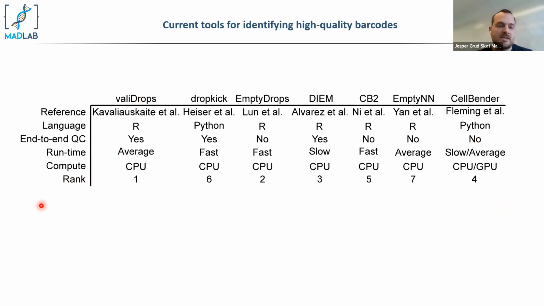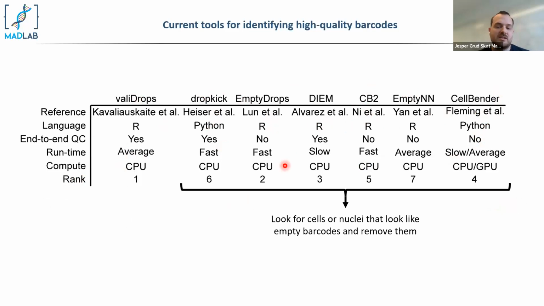These methods have all taken different choices in approaching the problem. We have different programming languages, different speeds, and so on. But what these six that already exist have in common is that they look for cells and nuclei that look like empty barcodes and then remove them. And we were thinking about this and thinking that maybe that would not actually be the best approach, because we don't really know what these empty barcodes are and how that relates to either good or bad cells.